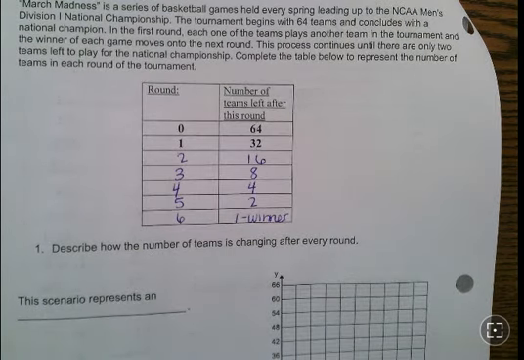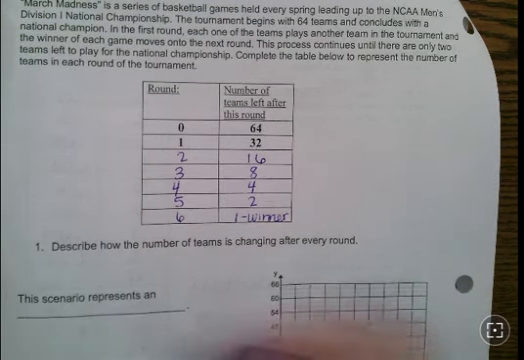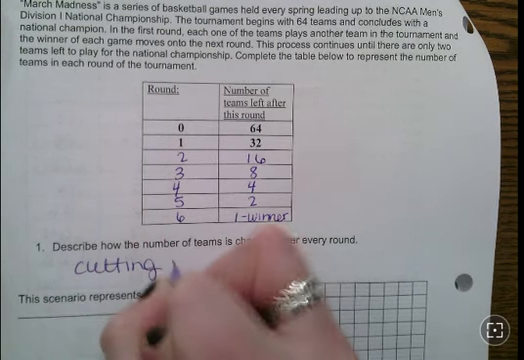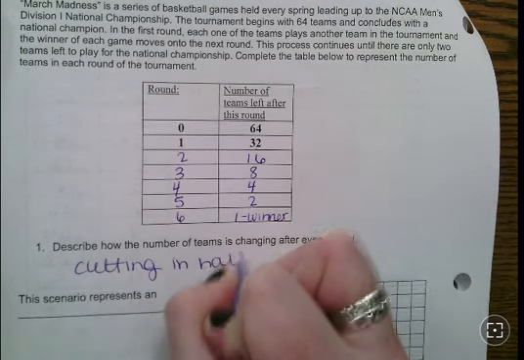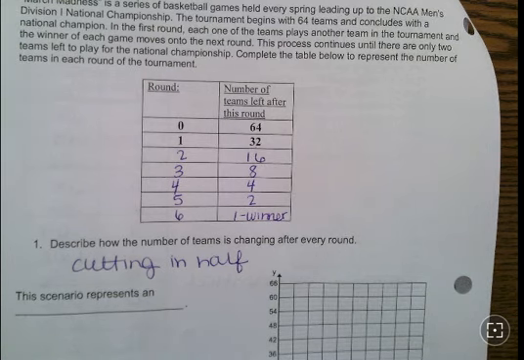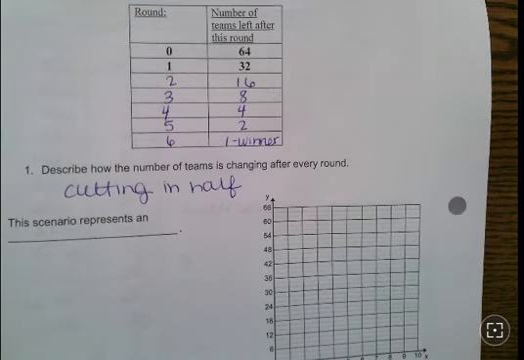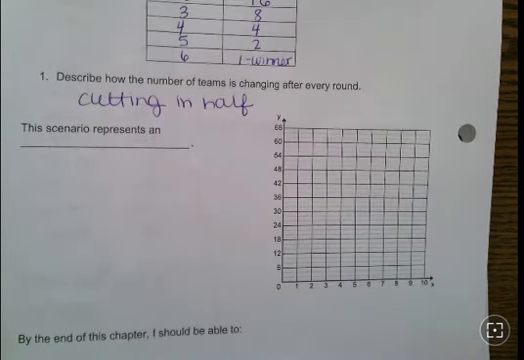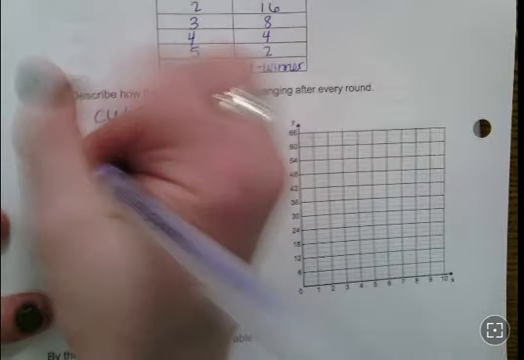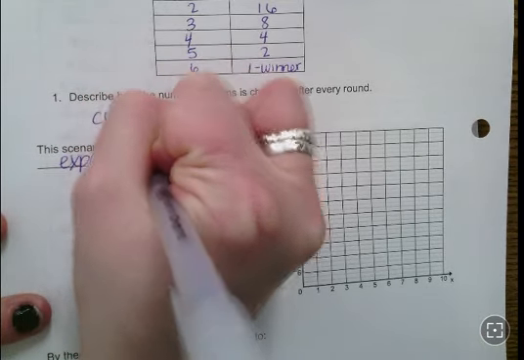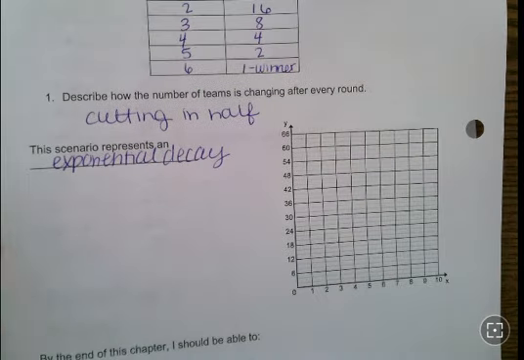And so when we describe how the number of teams is changing after every round here, we're basically cutting in half. Okay? We're cutting them in half. Or dividing by 2. Or multiplying by a half. Whatever you want. So this scenario represents what we call an exponential decay. All right, we're decaying exponentially here.